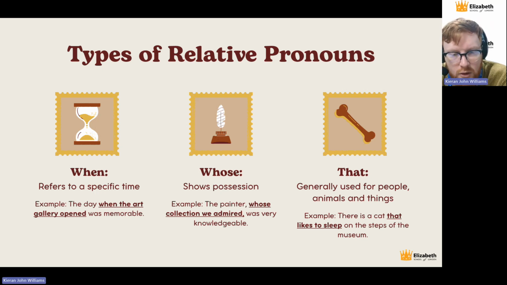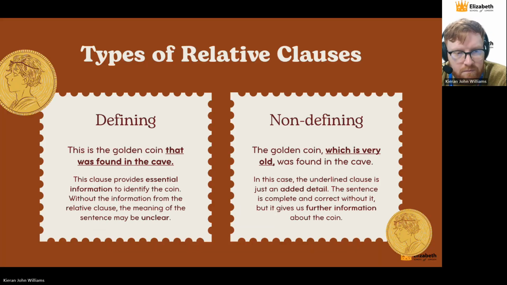All right. Now that we've learned all of the relative pronouns, let's think of the types of relative clauses that we can create. There are two. The first one we're going to look at is called a defining relative clause. It kind of explains itself because it is the relative clause which defines the noun that we're talking about. If we look at this one, this is the golden coin. There are many golden coins in the world, but we're talking about a specific one. We are defining which golden coin we're talking about: the golden coin that was found in the cave. There are millions of golden coins, but we're talking about this specific one. It gives a definition, a meaning for that coin.